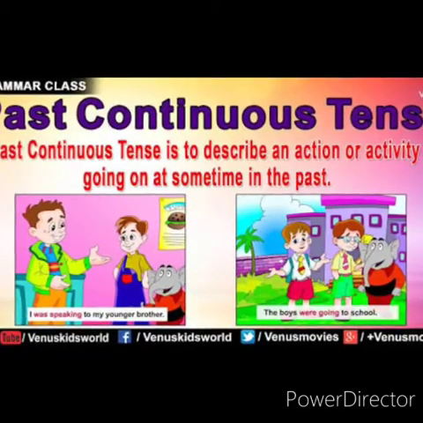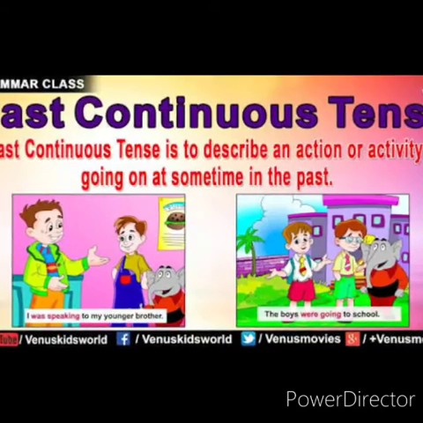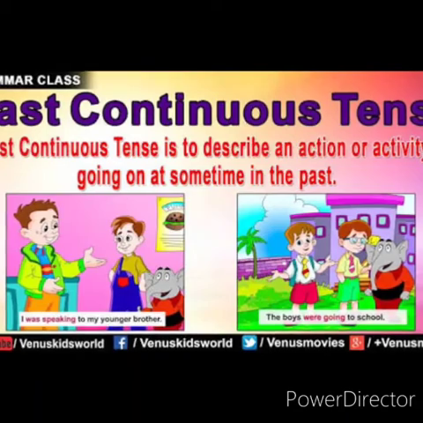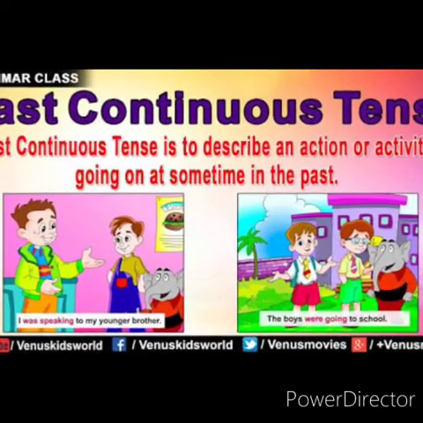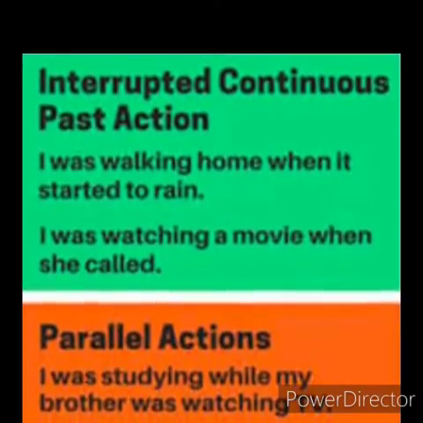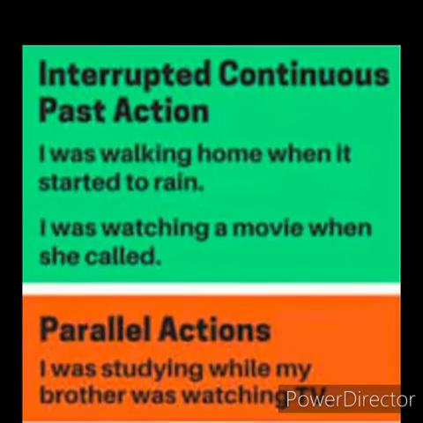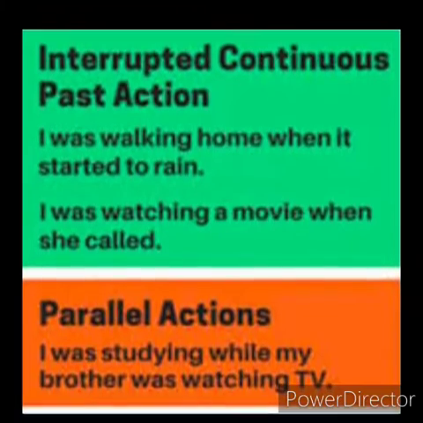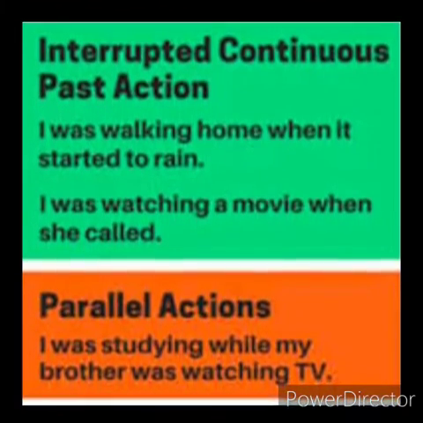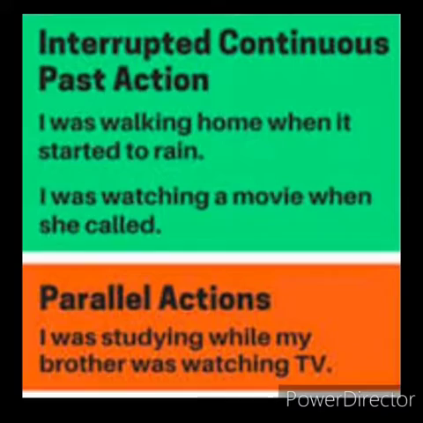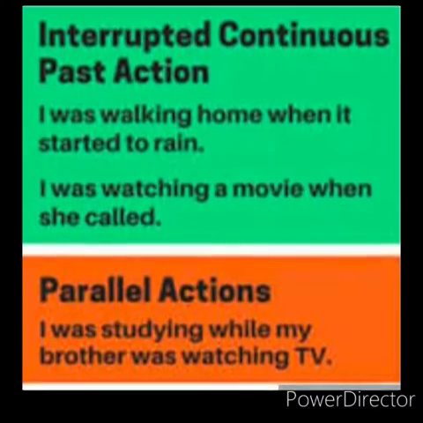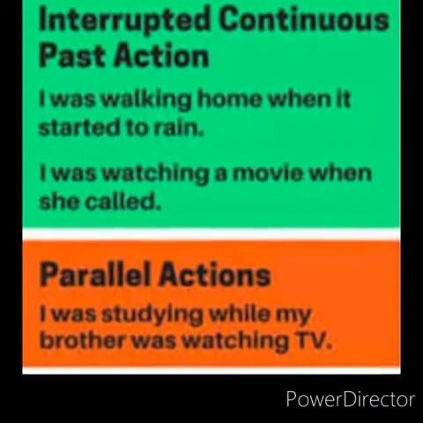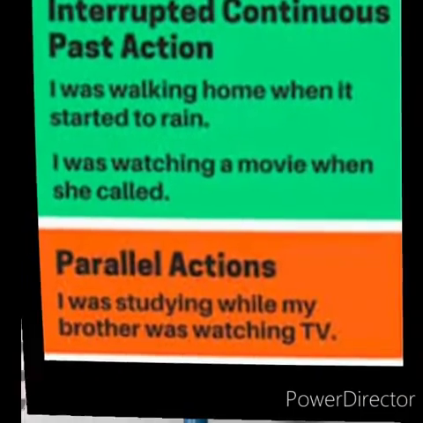Uses of past continuous tense. It is used for an interrupted continuous past action. For example, I was walking home when it started to rain. Another example, I was watching a movie when she called. It is also used for parallel actions. For example, I was studying while my brother was watching TV.